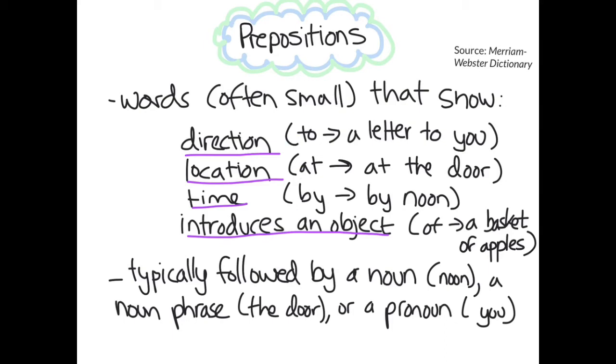Typically, these little preposition words are followed by a noun, like noon and by noon, a noun phrase, the door, so at the door, or a pronoun, so you, a letter to you. And that's what prepositions are defined as according to Merriam-Webster. If you look on Merriam-Webster's website, you can actually see a list of the most commonly used ones in English.